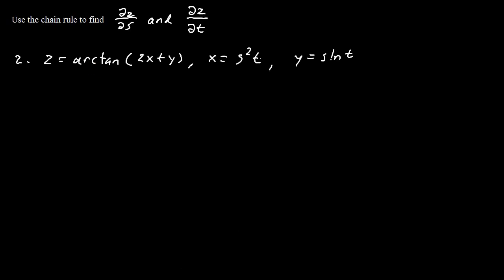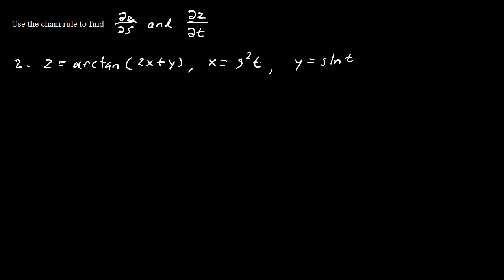So for number 2, z equals arctangent of 2x plus y. x is going to equal s squared times t, and y equals s times the natural log of t. So let's go ahead and first find the partial derivative of z with respect to x.